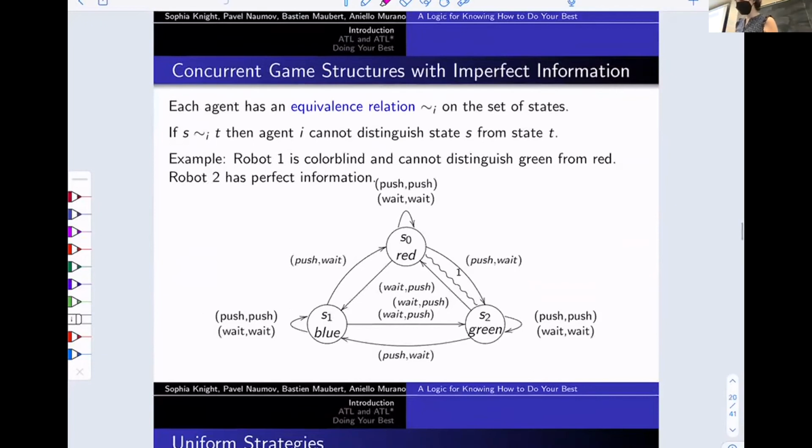Yeah, here we go. And in the picture, we do this squiggly line thing. So this means agent one can't tell the difference between those two states. They're indistinguishable.